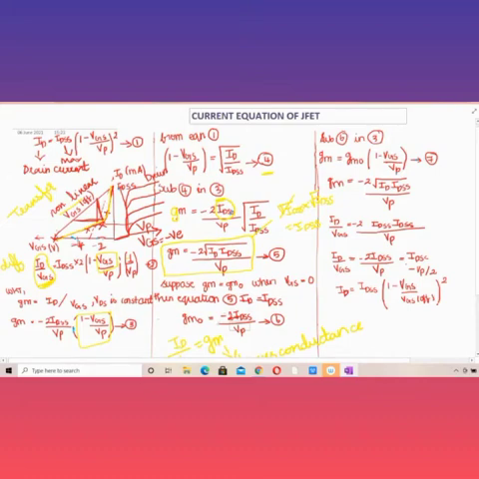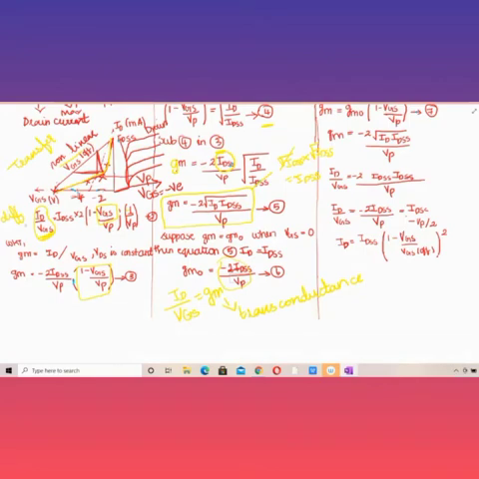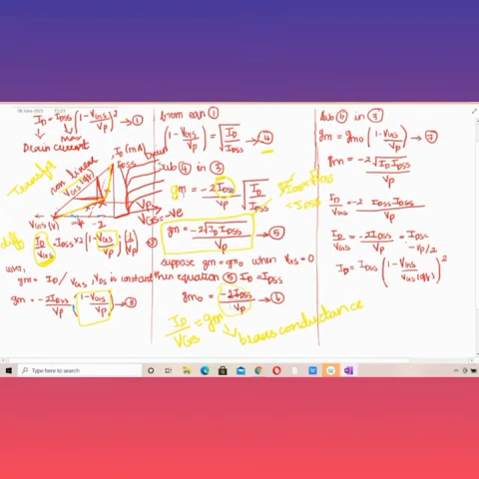This particular value, it is there in my Gm. Now I'm going to substitute that. So that's what happened here. So Gm is equal to Gm naught. I've substituted my Gm naught value in the place of minus 2 IDSS by VP, and the remaining thing, 1 minus VGS by VP, is coming. So I've marked it as equation number 7. So this equation is over.